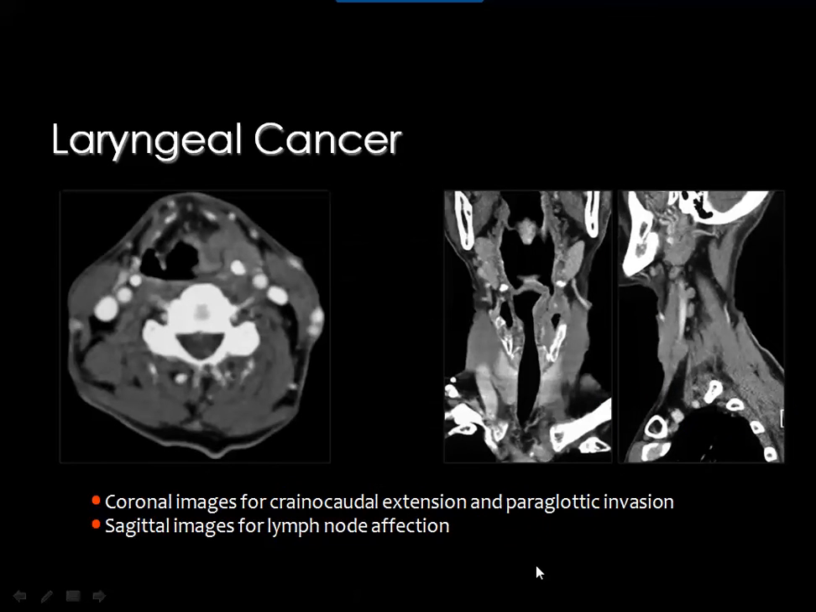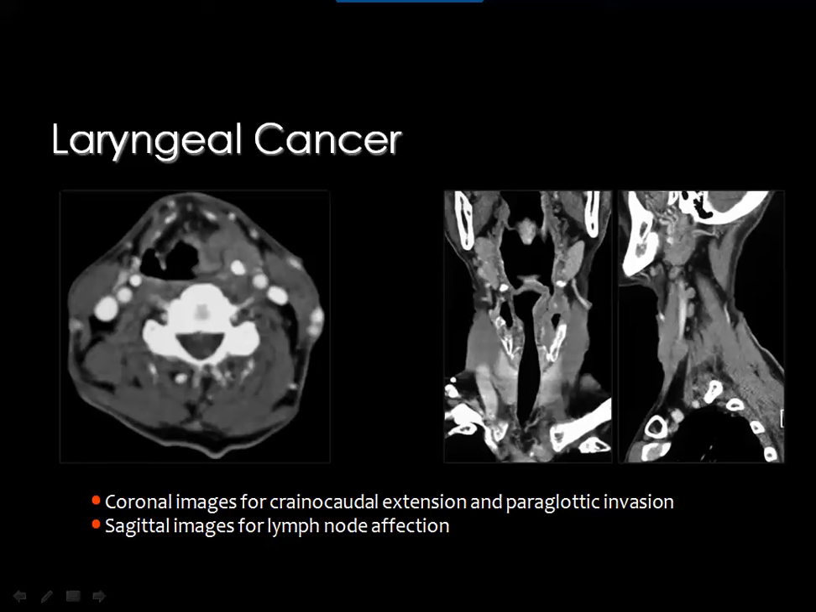Then this is an example of a mass on the left side, and this mass is infiltrating the left side of the epiglottis. This is the epiglottis, and it also affected the epiglottic fold and is extending slightly into the pre-epiglottic fat. On the coronal image, you can see the full extent of the lesion, and this is the epiglottis. You can easily appreciate that the left side is involved by the tumor mass, which is seen extending lower down, reaching almost the level of the arytenoid cartilage.